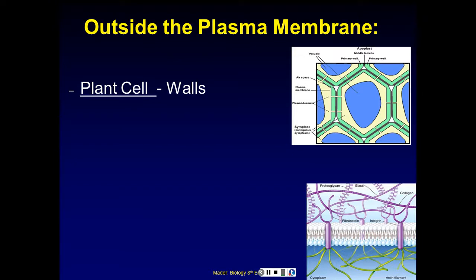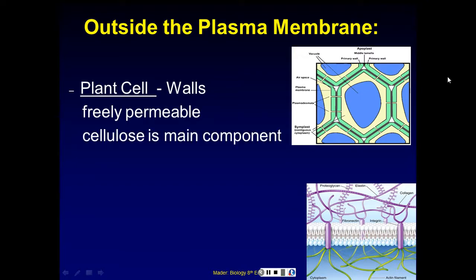Anytime a cell wall is present, all molecules are freely permeable through the cell wall. Everything can go through, inside, outside the cell wall. The cell wall never controls passage. It's always the plasma membrane's job to regulate the entrance and exit of molecules into and out of the cell. So the cell wall of plant cells is freely permeable, and it's made of cellulose that we talked about in Chapter 3.